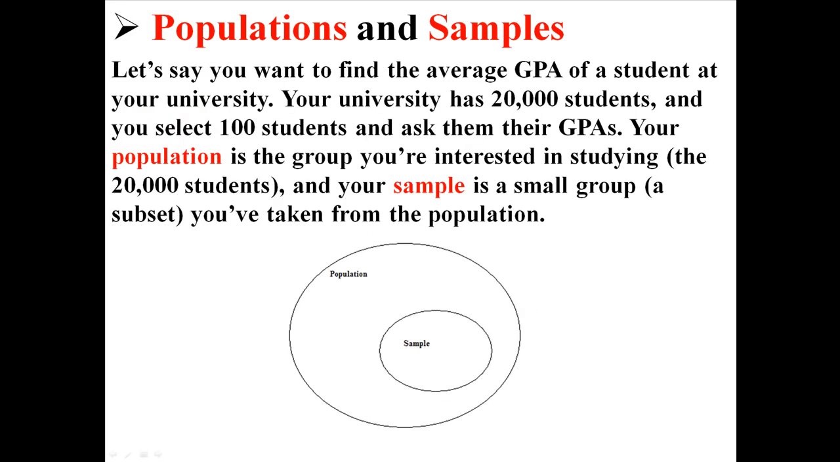So, let's say you want to find the average GPA of a student at your university. Your university has 20,000 students, and you randomly select 100 of them and ask them what their GPA is. In this case, the group that you're interested in studying, your population, is those 20,000 students, and your sample is that smaller group of 100 students that you've taken from the population.